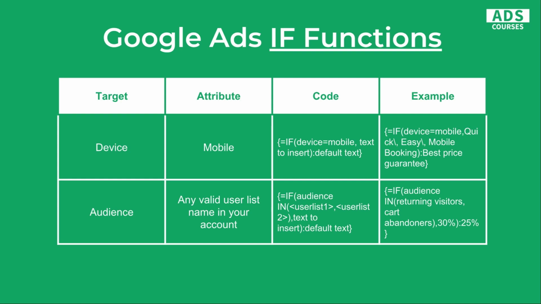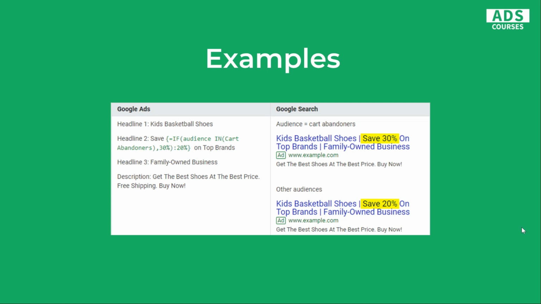Okay, this is how the if functions work in theory. So let's see how they work in practice. So here we have our Google Ad elements like headline 1, headline 2, headline 3, and the description. And in this example, we use the if function in the headline 2. So we've got our save and if function on top brands. And this is how the ad will look in practice. So we have our save 30%, which will be shown to cart abandoners, and we have the save 20%, which will be shown to the other audiences.